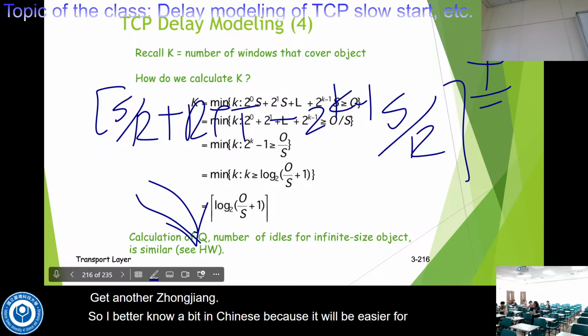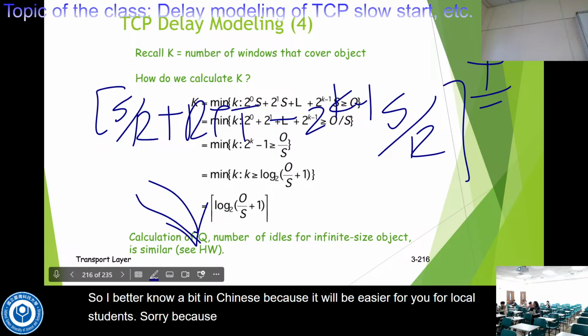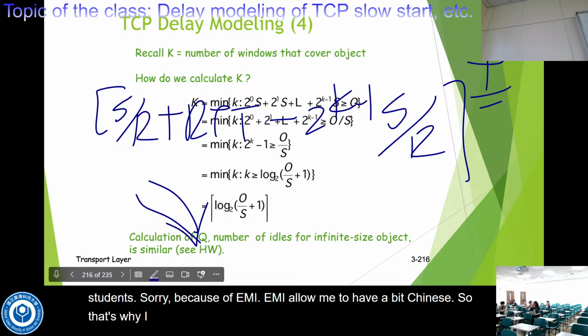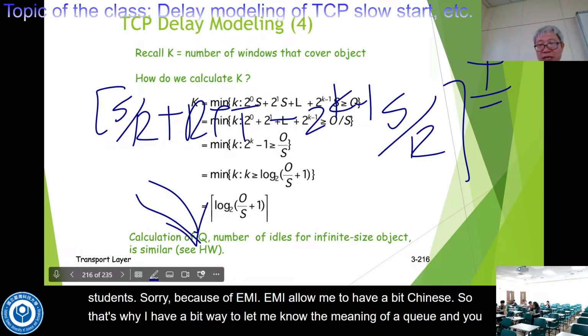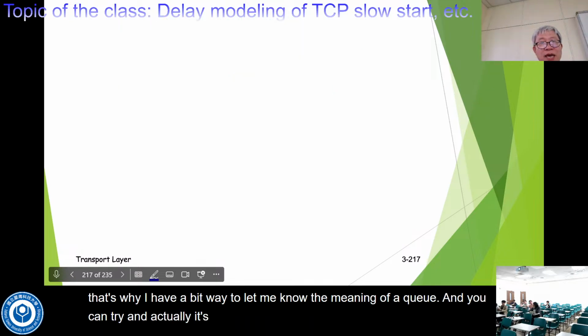I don't know a bit in Chinese because it will be easier for you local students. Sorry, because of EMI, but EMI allows me to have a bit of Chinese, so that's why I have the direct way to let you know the meaning of Q. And you can try it, and actually it's a homework, so I allow you to do that.